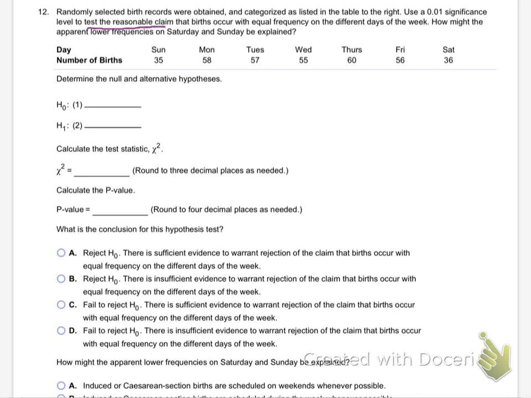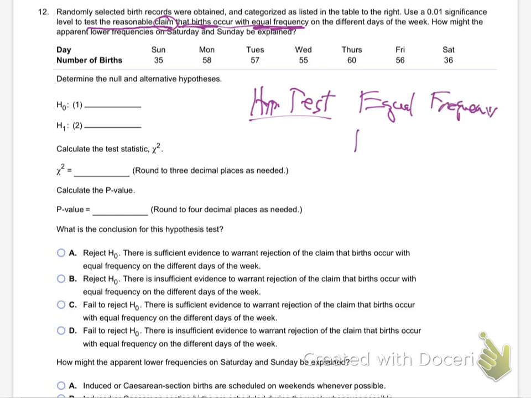It says, test the reasonable claim that, always look for the word claim, huh? So it's some kind of hypothesis test. We're testing a claim that births occur with equal frequency. Now, what does that mean? Equal frequency. Meaning every day the same.